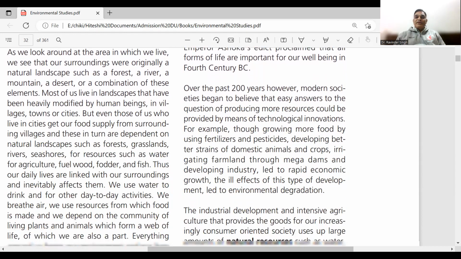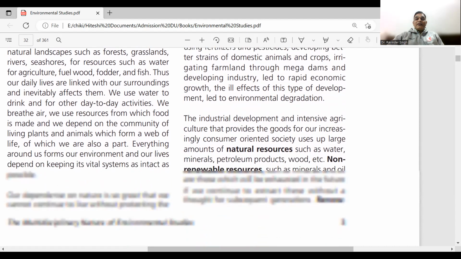Over the past 200 years, however, modern societies began to believe that easy answers to the questions of producing more resources could be provided by means of technological innovations. For example, growing more food by using fertilizers and pesticides, developing better strains of domestic animals and crops, irrigating farmlands through mega dams, and developing industry led to rapid economic growth. The ill effect of this type of development led to environmental degradation.